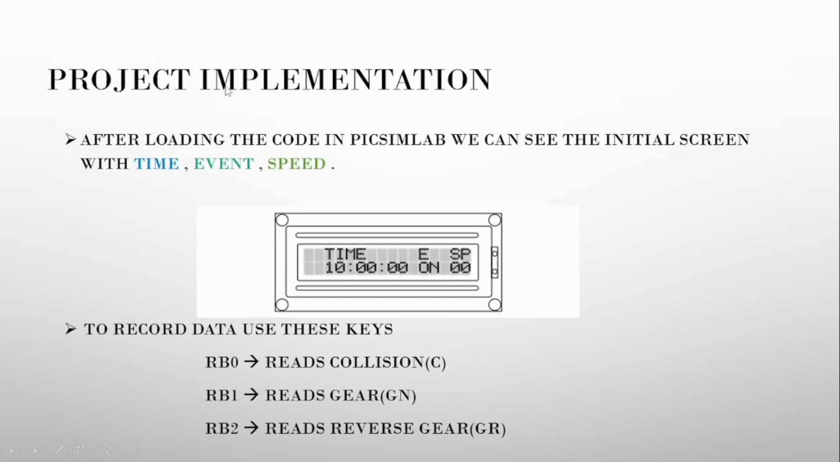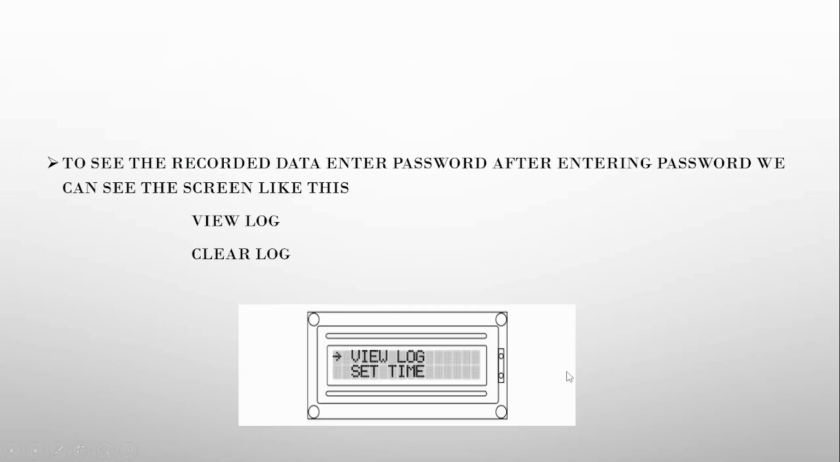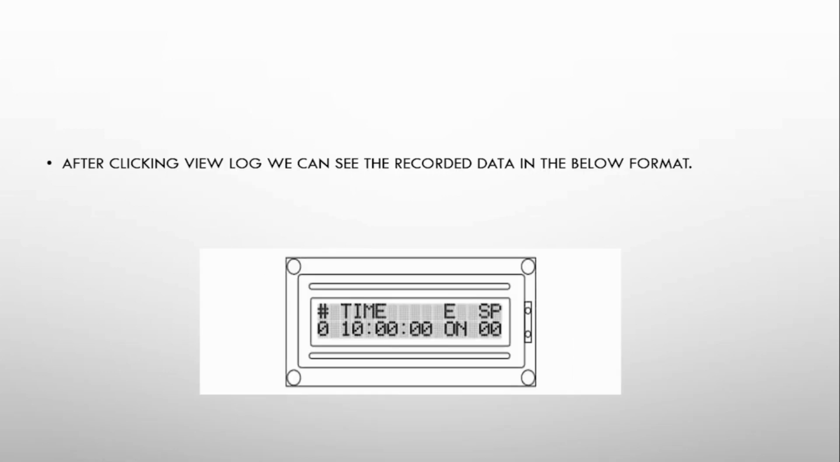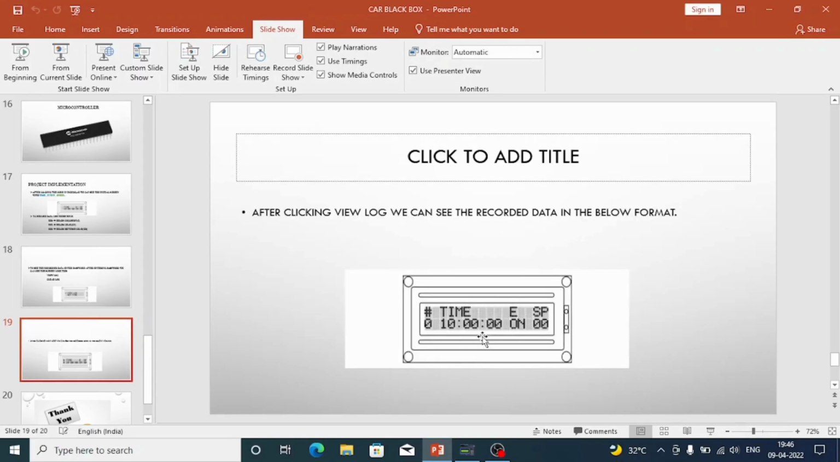After loading the code in PixSimLab, we can see the dashboard like this with time, event and speed. To record the data, we use three keys, that is RB0, RB1 and RB2. RB0 reads collision, that is accidents. RB1 reads forward gears and RB2 reads reverse gears. To see the recorded data, we have to enter the password. After entering the password, we can see the screen with view log and clear log. After clicking view log, we can see the recorded data in the below format like serial number, time, event and speed. Let me show you the project.